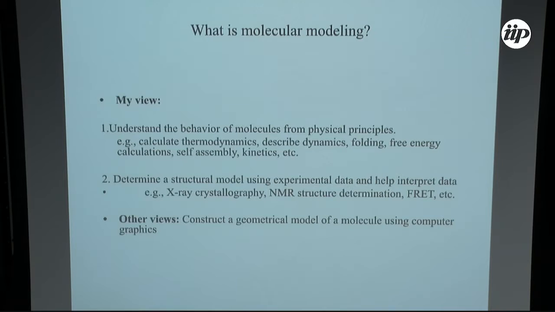I'll try to bring up one or two cases where that occurs. Another way is to determine a structural model using experimental data. In some instances, the proteins or the systems that you're dealing with are very complex, and you cannot, even from the experimental data, come out with a structural model or a dynamical model of what's happening. So you actually help construct one in the computer, and again, always test it back and forth against experiments. So these are the two levels at which I consider molecular modeling to be useful, and in many instances interesting.